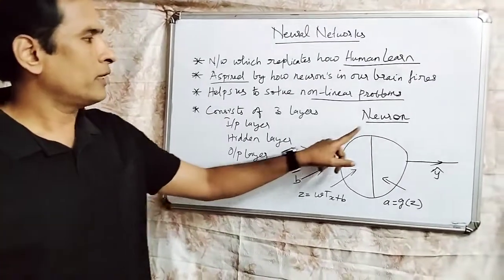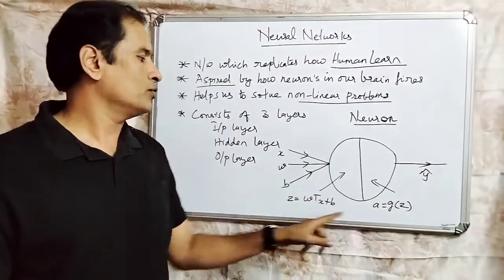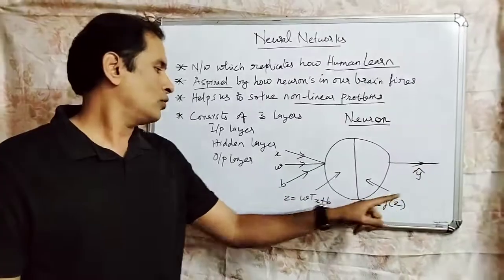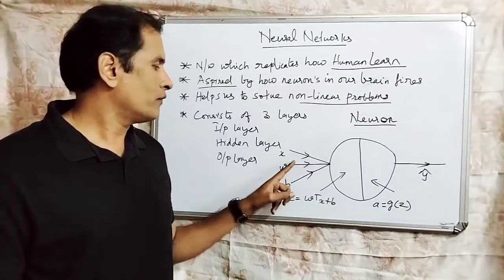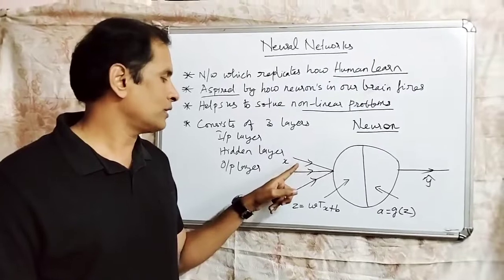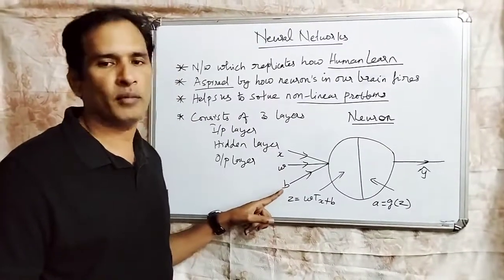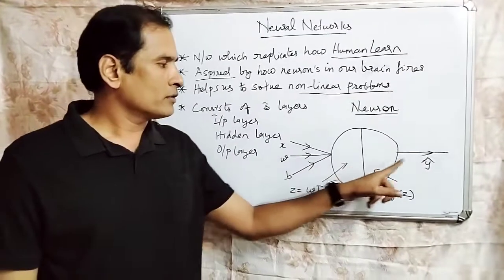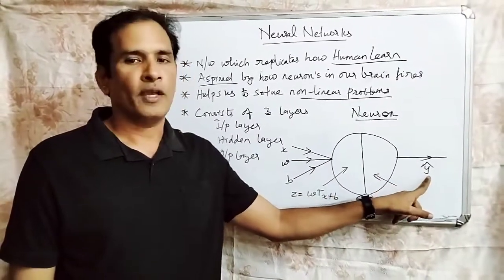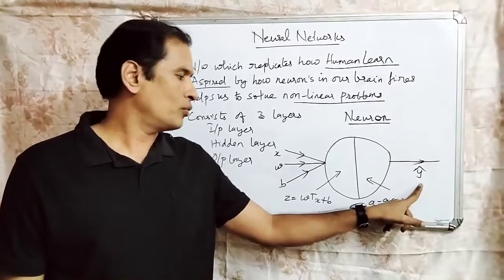Here is the basic construction of a single neuron. A neuron consists of three inputs: one is X, another is W, which is the weight or coefficient, and B is the bias. And it generates an output Y hat, which is nothing but the estimated output.